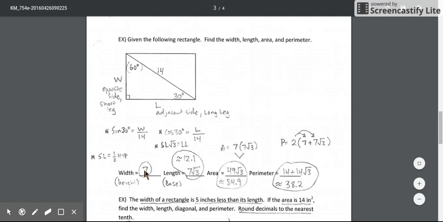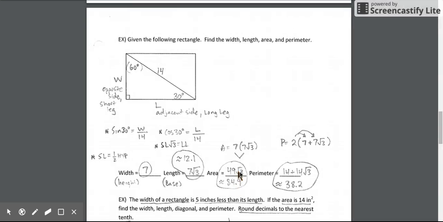Now that we have our width and our length, or our height and our base, we can find the area. We just multiply those two things together. Multiply the two numbers that don't have radicals, so 49 is in front of the square root of 3. Or if you use the decimal value here and multiply by 7, you should get approximately 84.9-ish, which is equivalent to that.